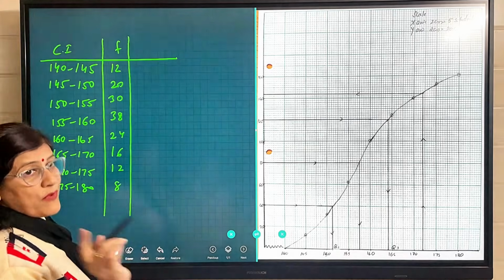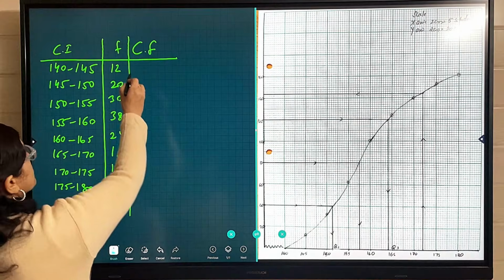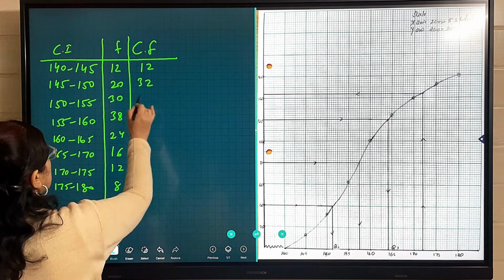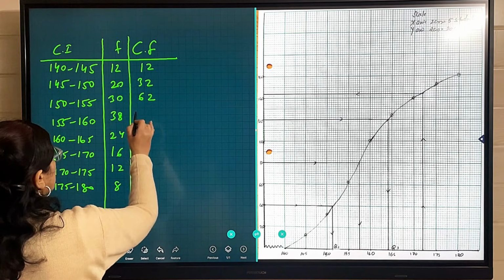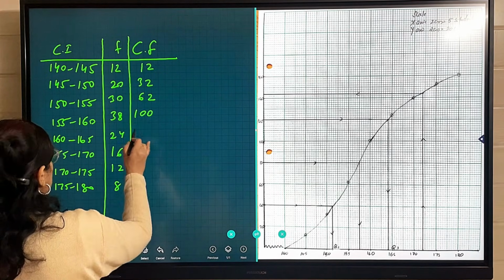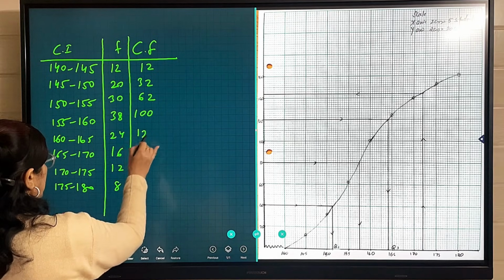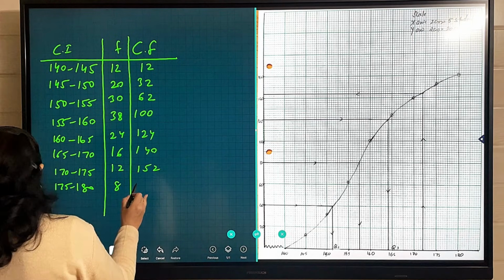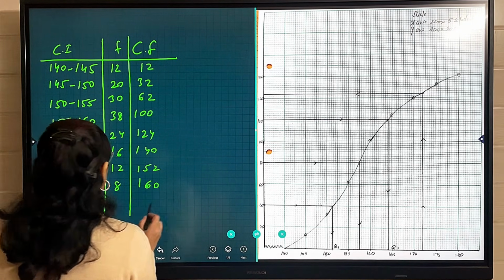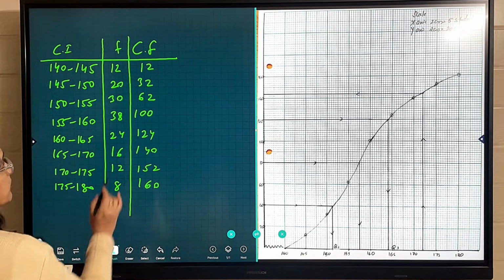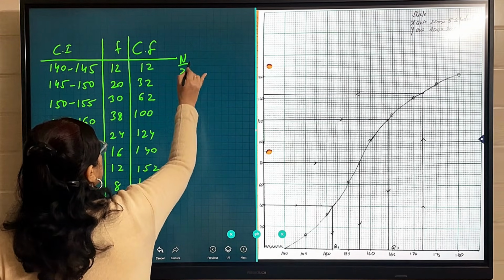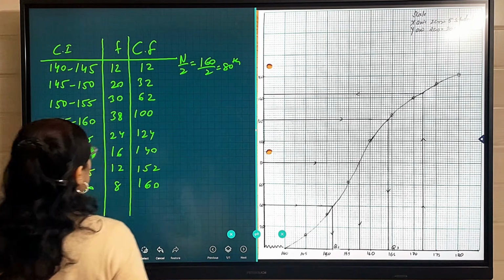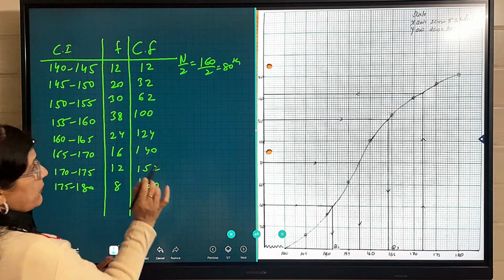Now for median, we first have to calculate cumulative frequency. So for cumulative frequency, our first value is 12, then plus 20, it means 32, then plus 30, it means 62, then 38, it means 100, then 124, then next is 140, then 152, and last is 160. So our n is 160, and so n by 2, our median, is 160 divided by 2. It means 80th term.